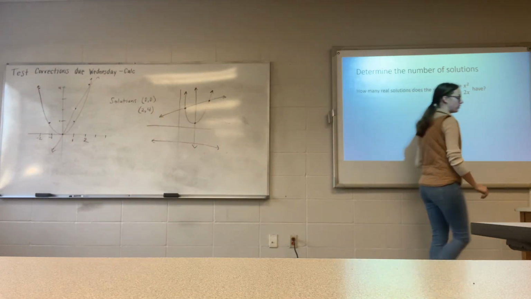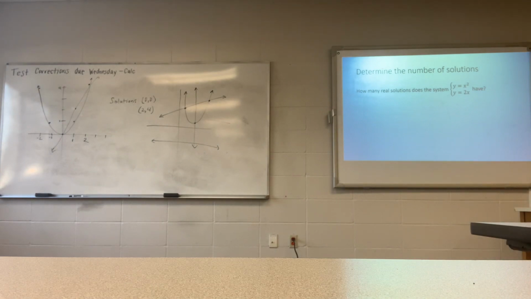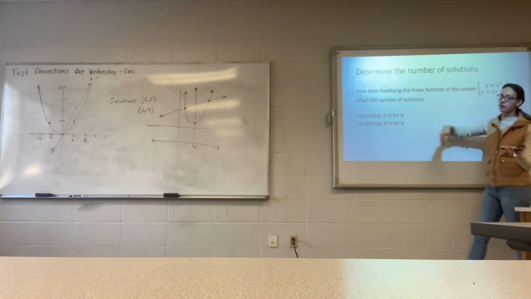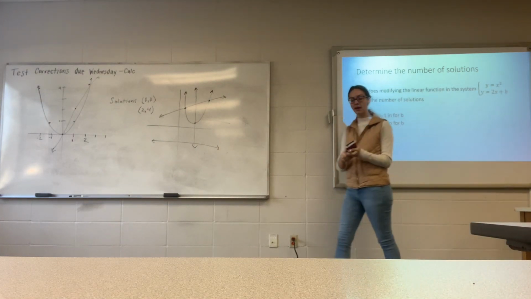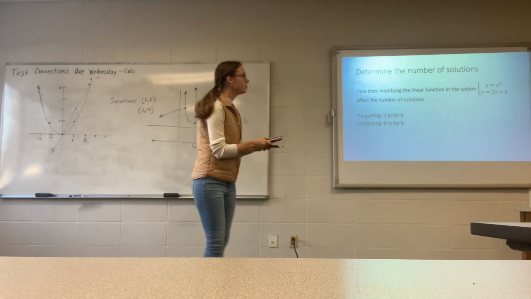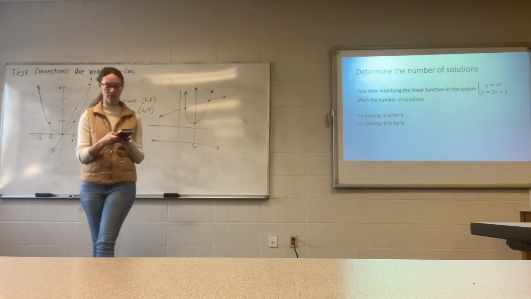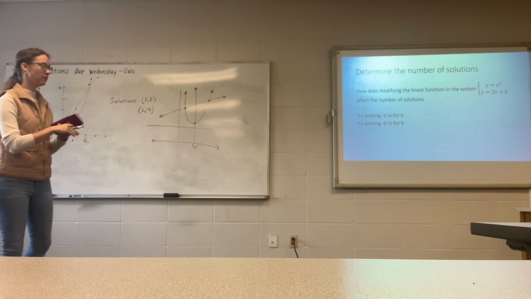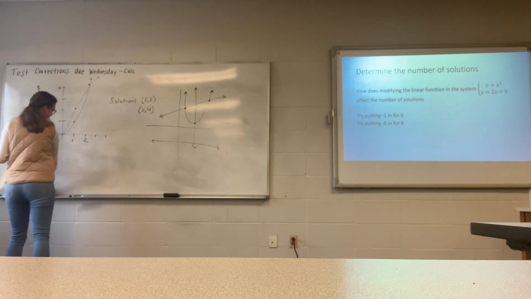Alright, what about if we use these same equations, and this time, let's go ahead and change our line, the 2x. Go ahead and put -1 in there. So go back to your y equals and type in, we're still using x squared, but this time use 2x minus 1. And then we'll graph this one.